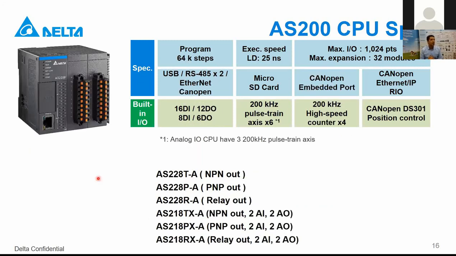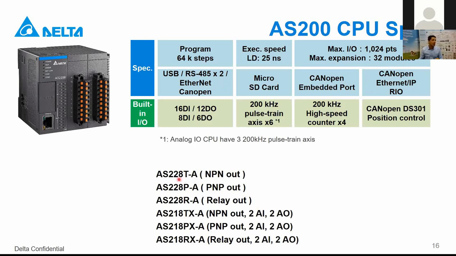Okay, the AS200 program capacity is smaller than the 300. It is 64 kilosteps, so around 258 kilobytes. Execution speed is 25 nanoseconds for one contact only, and the expansion unit and the I/O are the same as the 300. There is also a CANopen embedded port which supports CANopen remote I/O solution. Remote I/O solution is also possible with Ethernet IP and Profinet communication networks.